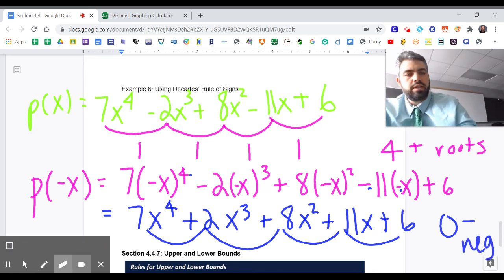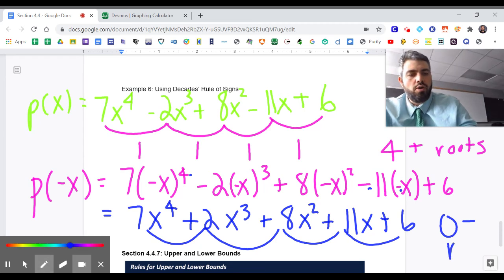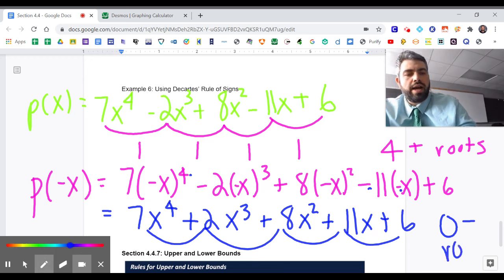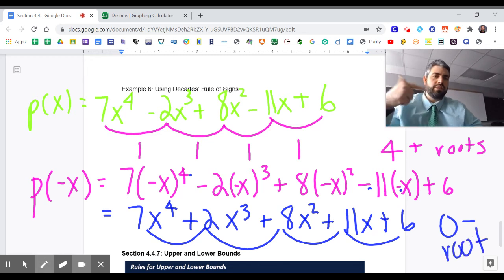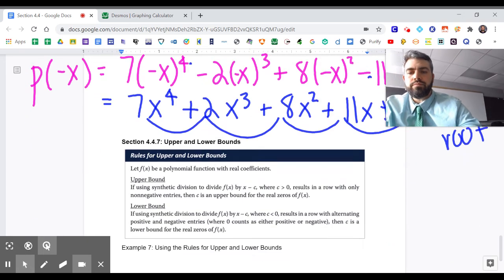Oop, I wrote negative. 0 negative roots, which is interesting because now that helps us know, if we think about all of those rational roots that we could have, the pluses and minuses, now we know for sure we don't have to worry about any negative numbers. We can just look at positive ones. So that's kind of helpful, okay? And it's going to be really helpful in the next section when we talk about imaginary numbers.